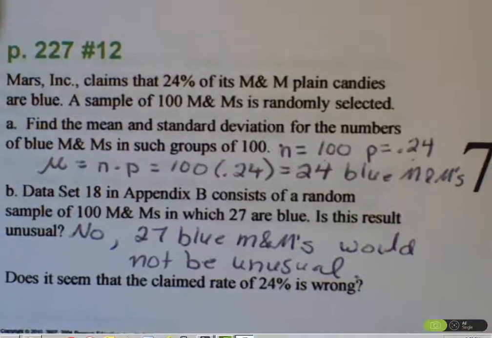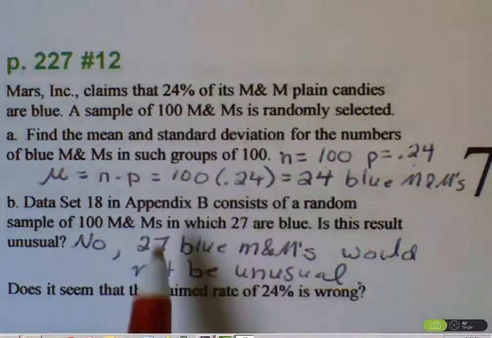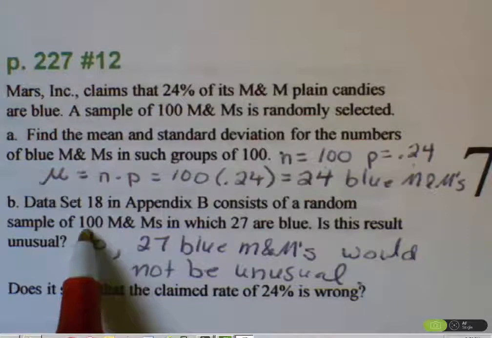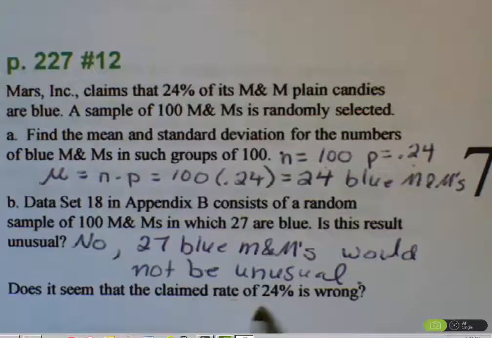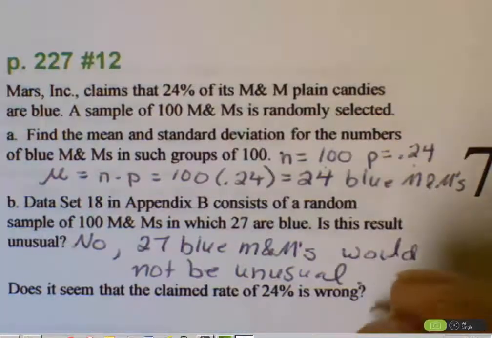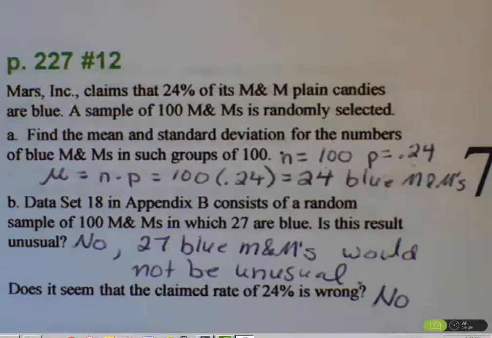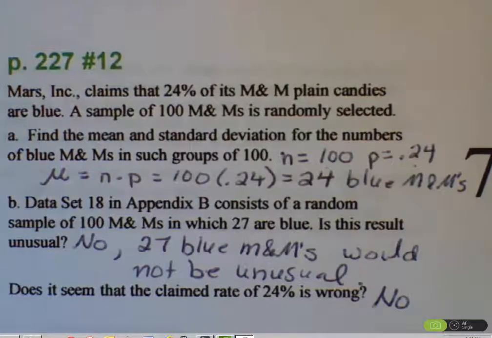If you ask me for a number that would be unusual, I would just say any number less than 15.4 or any number greater than 32.6. Does it seem, if I did get this bag of 100 M&Ms, and it had 27 blue, would I think Mars was lying to me, that that claimed rate is wrong? No, because 27 would not be an unusual number of blue M&Ms, even if the rate of 24% was correct.